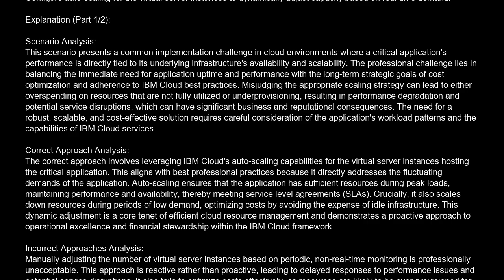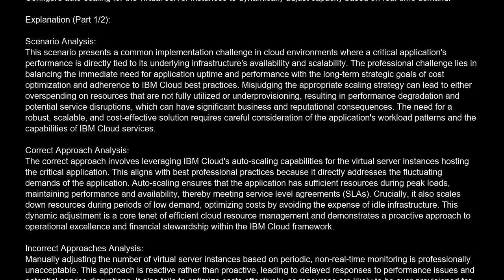The correct approach involves leveraging IBM Cloud's auto-scaling capabilities for the virtual server instances hosting the critical application. This aligns with best professional practices because it directly addresses the fluctuating demands of the application. Auto-scaling ensures that the application has sufficient resources during peak loads, maintaining performance and availability, thereby meeting service level agreements, SLAs.